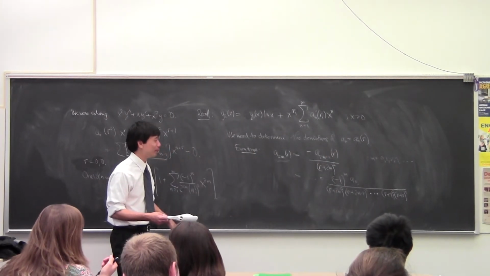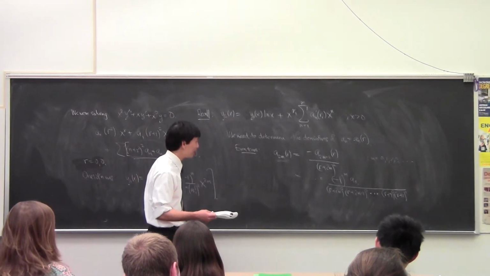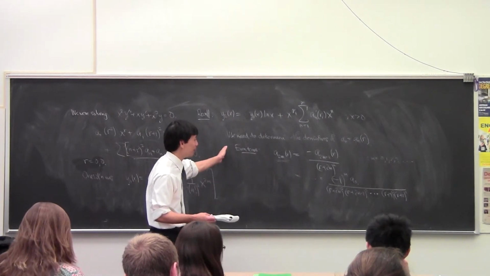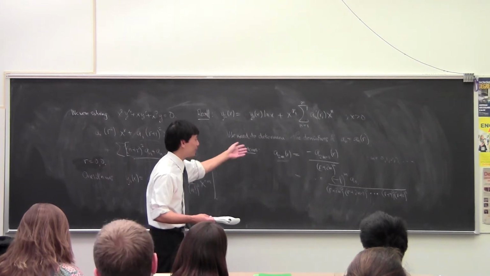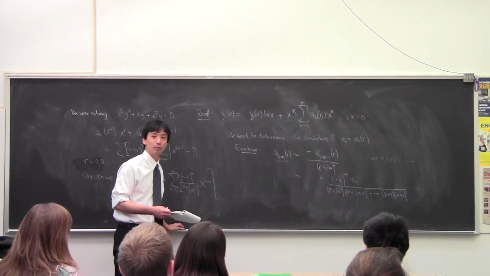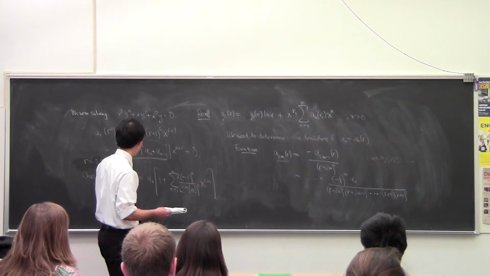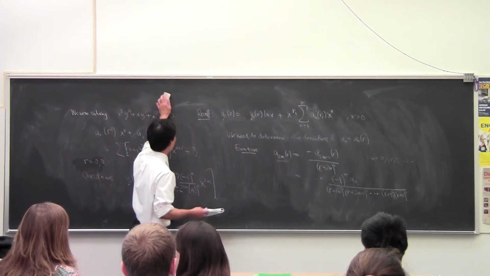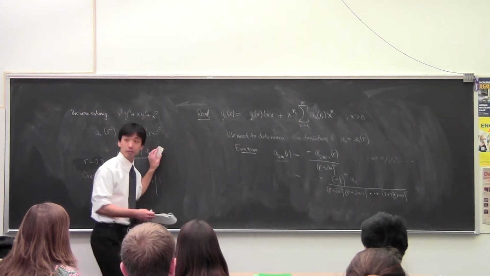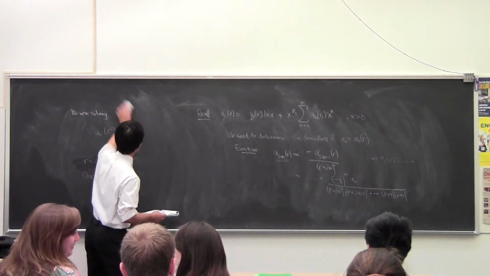Okay, so what do we need to do? We need to differentiate this, and what's a good way to differentiate something like this, something with a lot of products? Don't say the product rule. Do you guys know the good trick for differentiating? Does it have to do with logarithmic? Yes, exactly. Logarithmic differentiation.